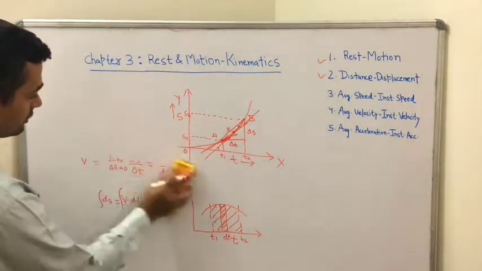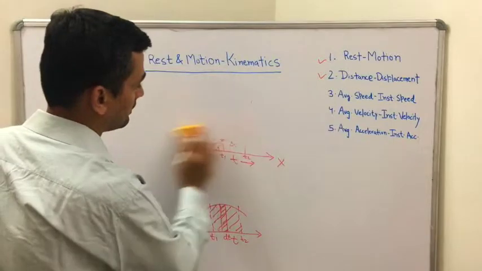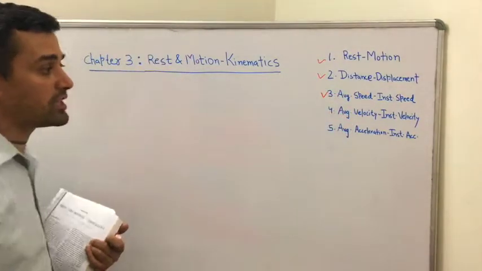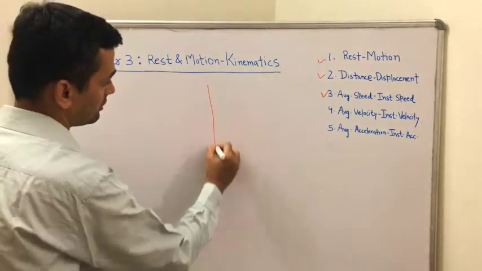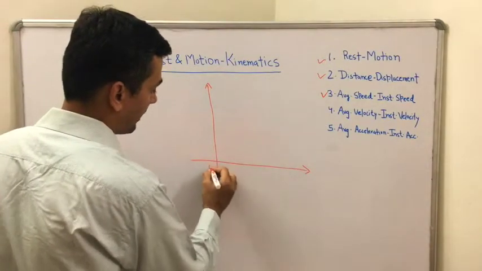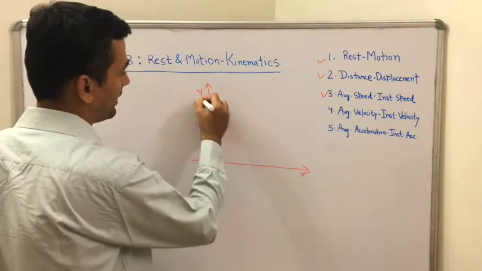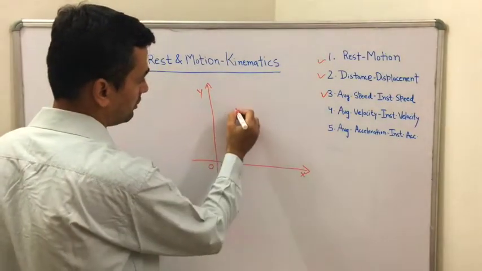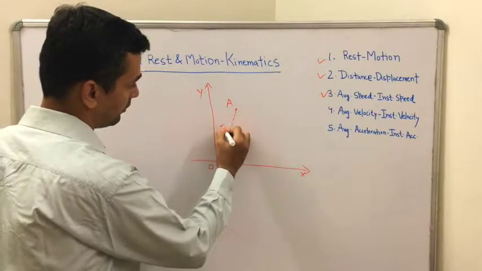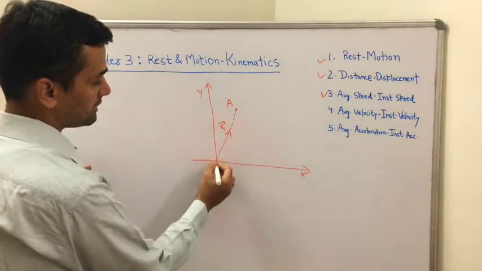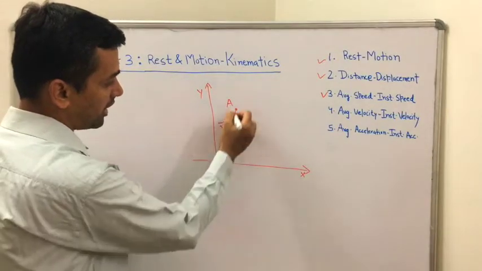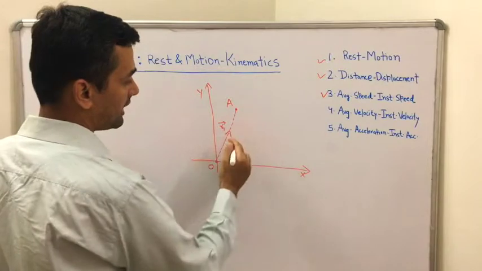So now this we are done: average velocity and instantaneous velocity. For this we will have to understand the position vector. Let's say this is my origin O, this is my x-axis and this is my y-axis, and there is a particle at point A, with position vector r1. This means the position of A with respect to this coordinate system. So r1 means OA, the magnitude of OA and the direction as well.